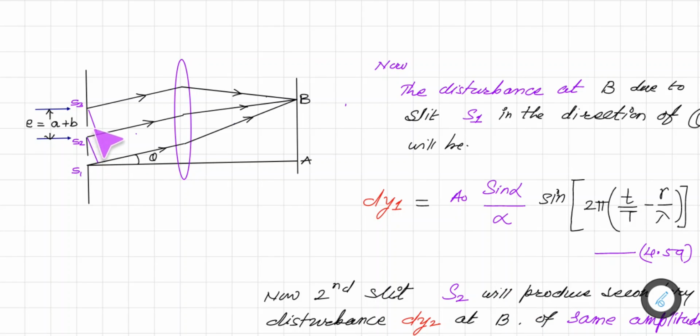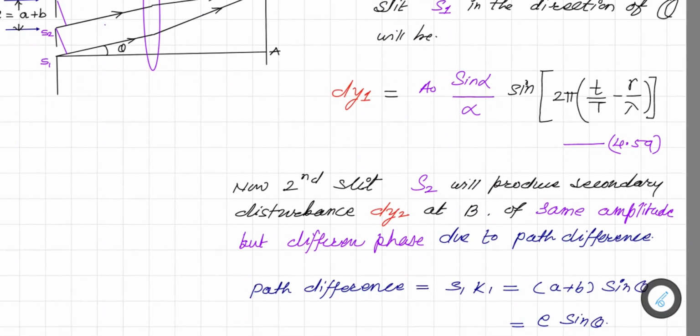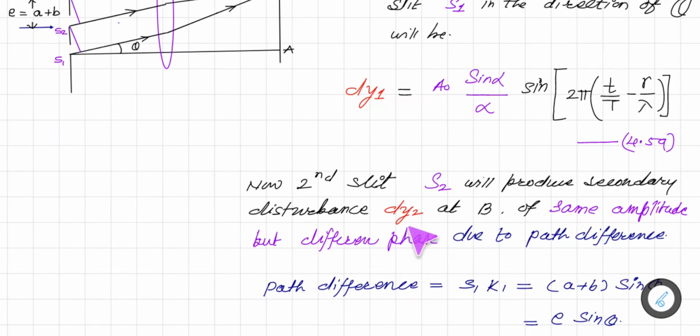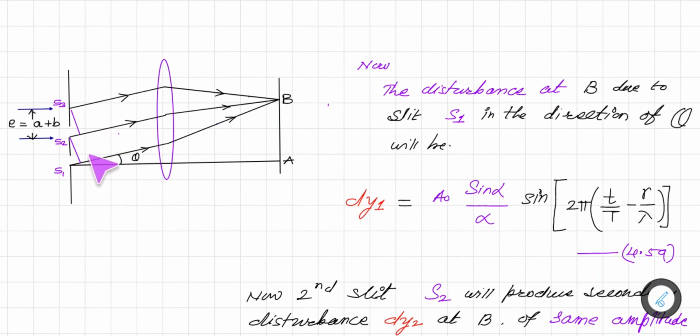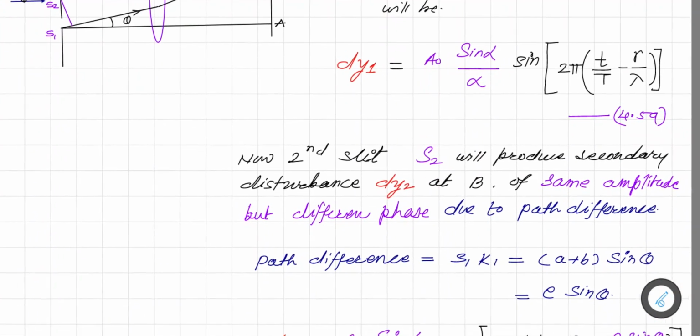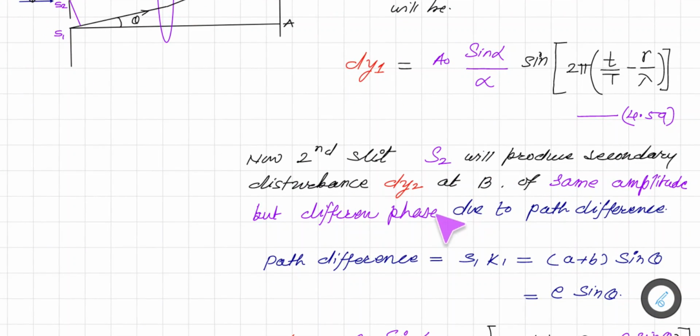Now let us consider the second slit S2. As light passes through S2 also, the light rays will produce a disturbance due to S2, and that disturbance will be dy2 at point B. So at this point, the disturbance is due to all slits S1, S2, S3, up to the total number of slits, capital N. That is the disturbance we are going to consider. Here dy1 is due to slit S1, dy2 due to S2, and so on.